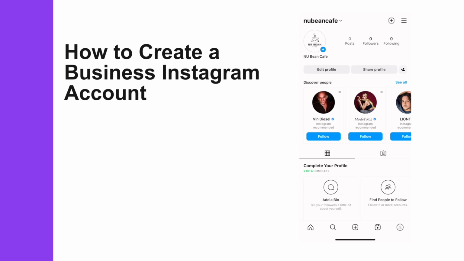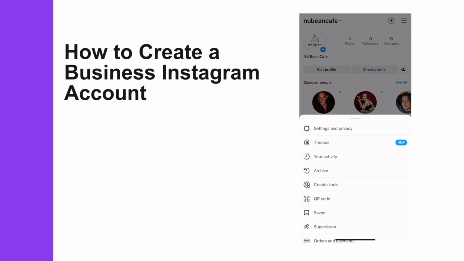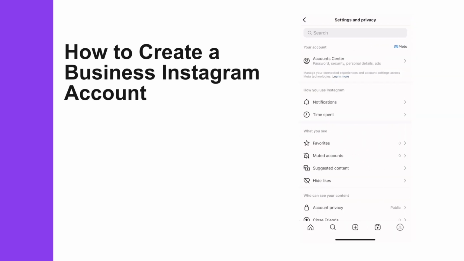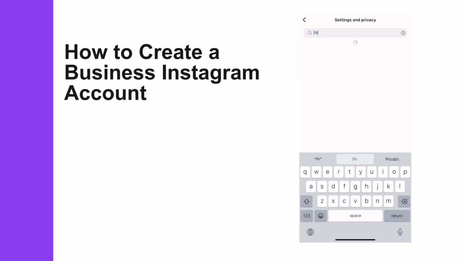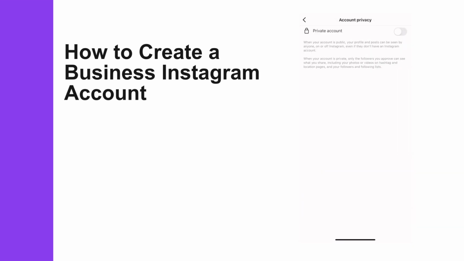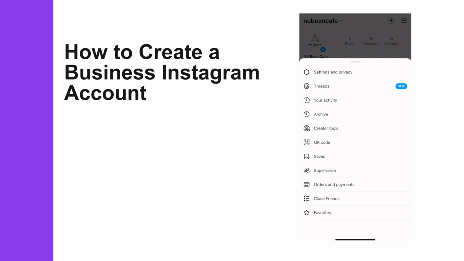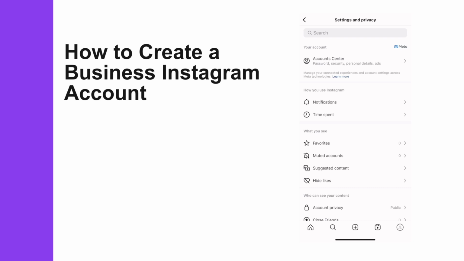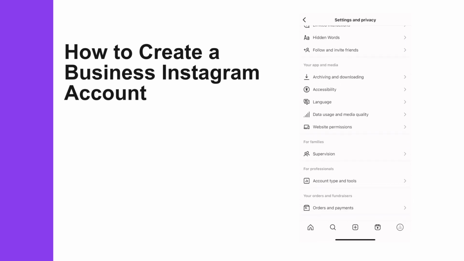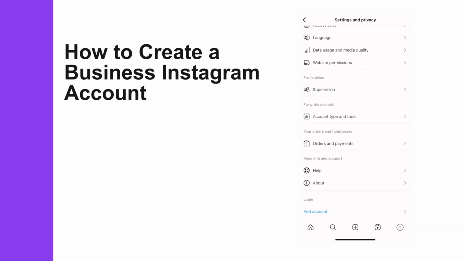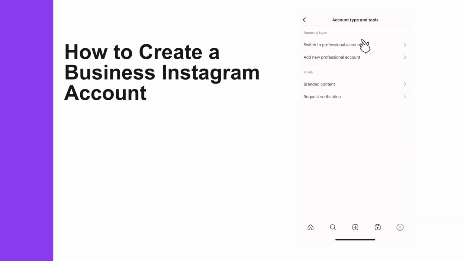Okay, now we're back to our personal account and we're going to switch it to a business account. Before we do that, we want to make sure that it's not a private account, so it's not restricted from the public. And then we go back to the settings, scroll all the way down to account type, and then we click on switch to professional account.